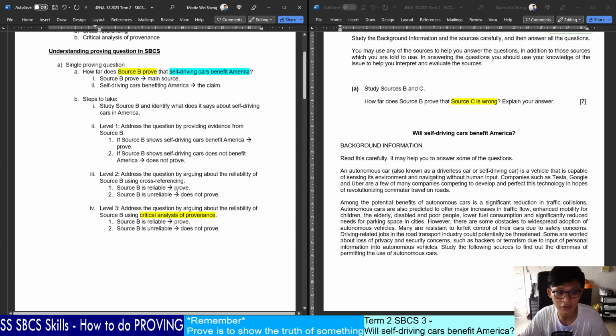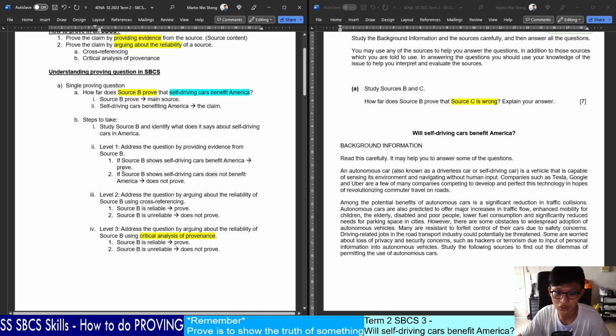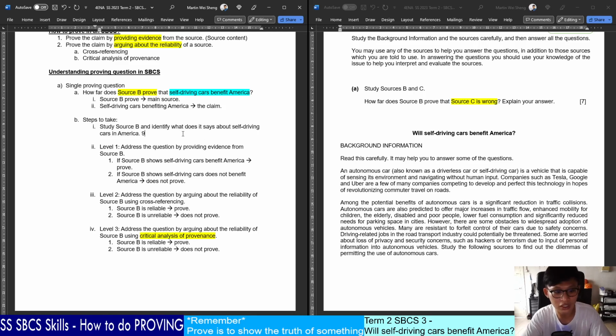We start with our single proving question because that is more straightforward. So the steps to take, number one, you first have to identify what source B is talking about. How far does source B prove that self-driving car benefit America? So I have to study source B and identify what it says about self-driving car in America. In other words, over here I have to make a basic inference in relation to the issue or question focus.